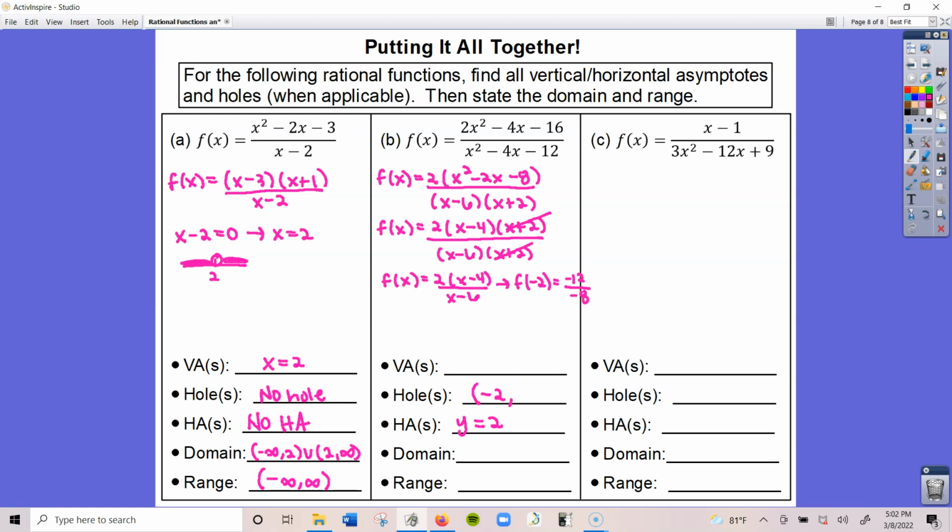And this can be simplified. Negative over negative will become positive, and 12 over 8 can be simplified by 4, which will give me 3 over 2. So that's the coordinate of my hole.